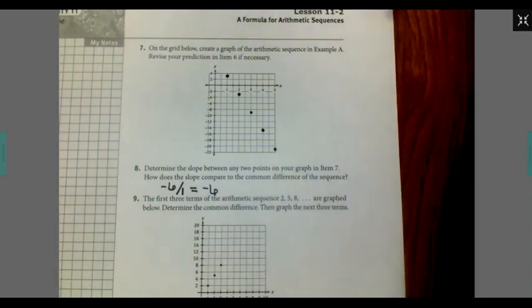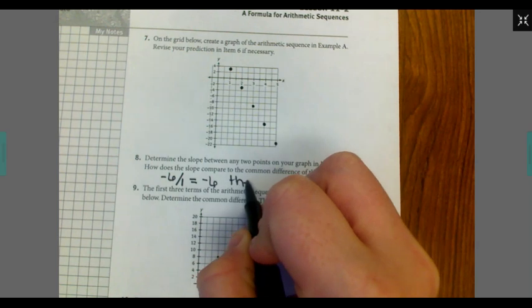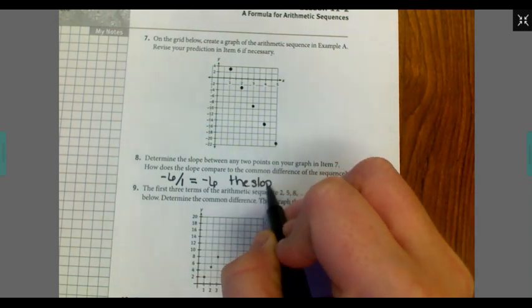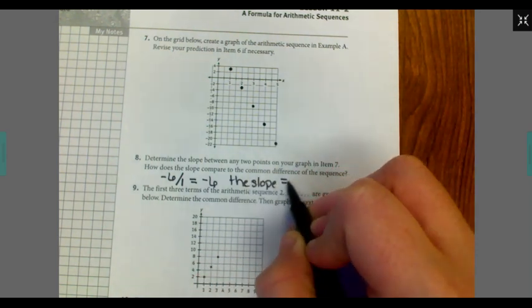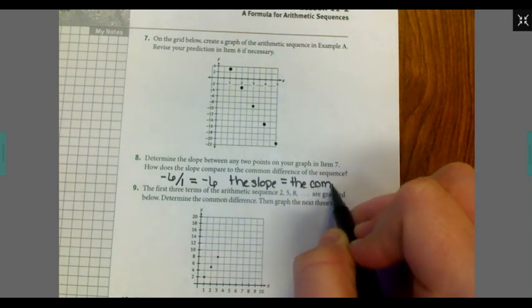Where have we seen that number? The slope, which is what we just found, is the same as the common difference, which we found earlier in example A.